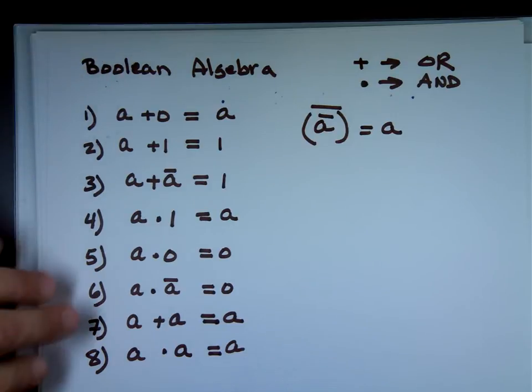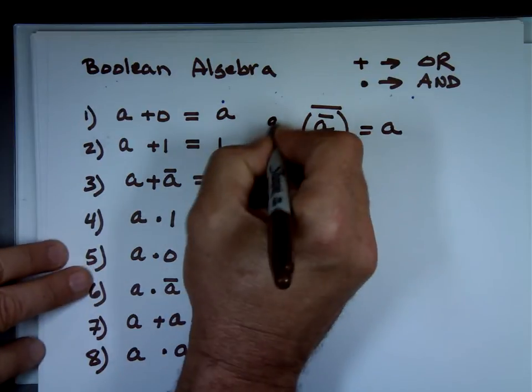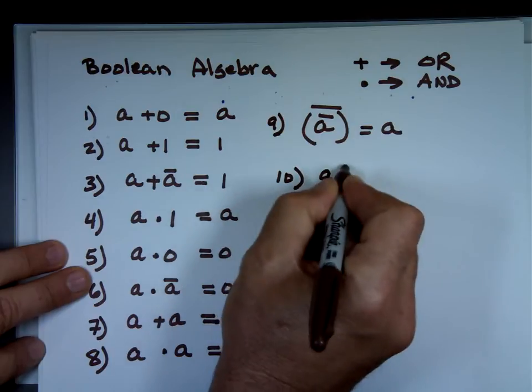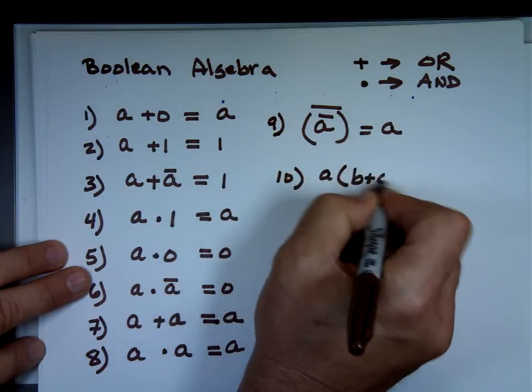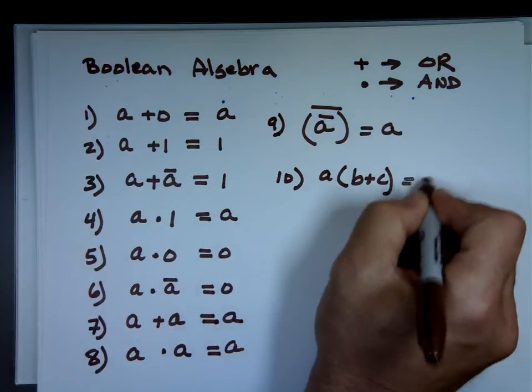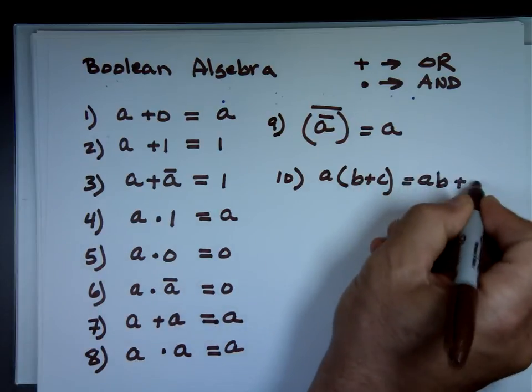And the distributive property, you know this from math. This is rule number 9. Rule 10: if you have A parentheses B plus C, we know that from math. That's AB plus AC. That's still true.